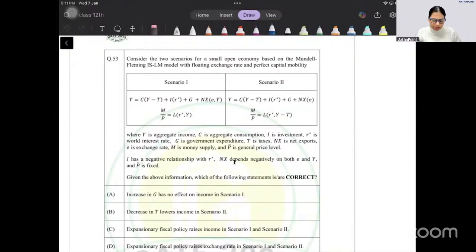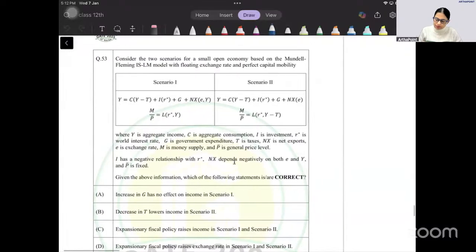So the question says, consider the two scenarios for a small open economy based on the Mundell-Fleming model. One scenario is given as this, and one scenario is given as this. In the first scenario, what we can notice is that net export is a function of exchange rate and income. And in the second scenario, net export is only a function of exchange rate.